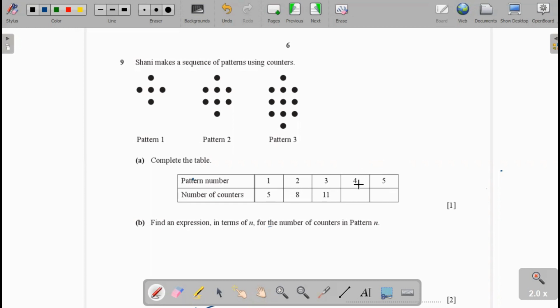Therefore, the number of counters in pattern 4 is obtained by adding 3, and we get 14. Same as in pattern number 5, we add 3 and get 17. Part B: find an expression in terms of n for the number of counters in pattern n. So we have to find the number of counters in pattern n.